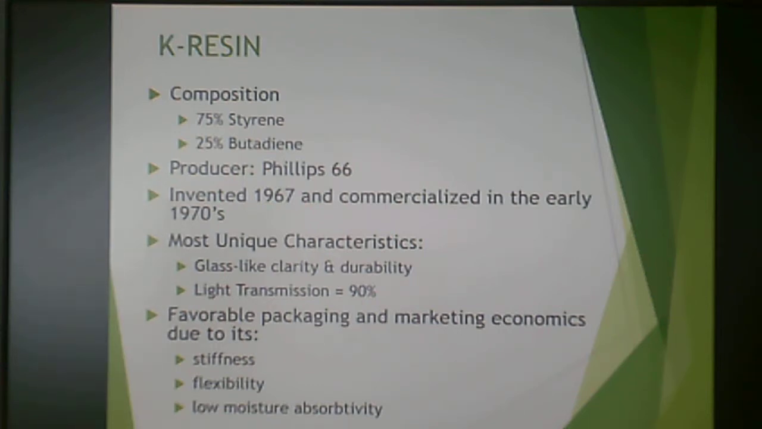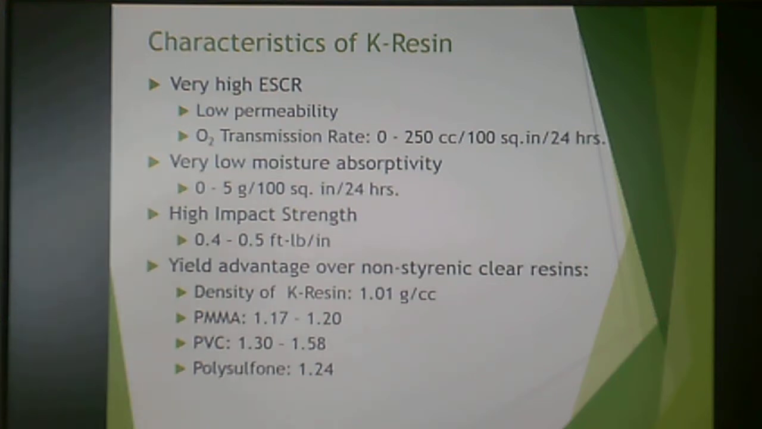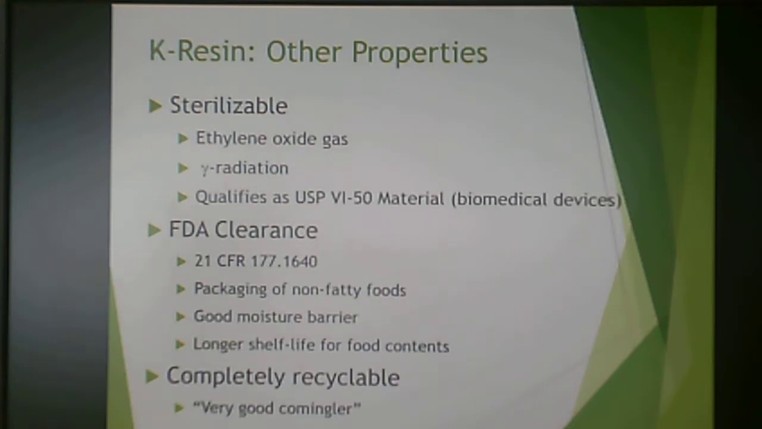And it's very favorable in packaging and marking economics because it's stiff yet flexible and has low moisture absorptivity. This has very high environmental stress cracking resistance, and it has very low permeability. It has very low moisture absorptivity as well and high impact strength. And so it has a yield advantage over the non-styrenic clear resins because it has low density, but it still remains clear. So this is compared to PMMA or PVC or polysulfone, which are much more dense. And so for the same truckload, it weighs less and therefore uses less energy.